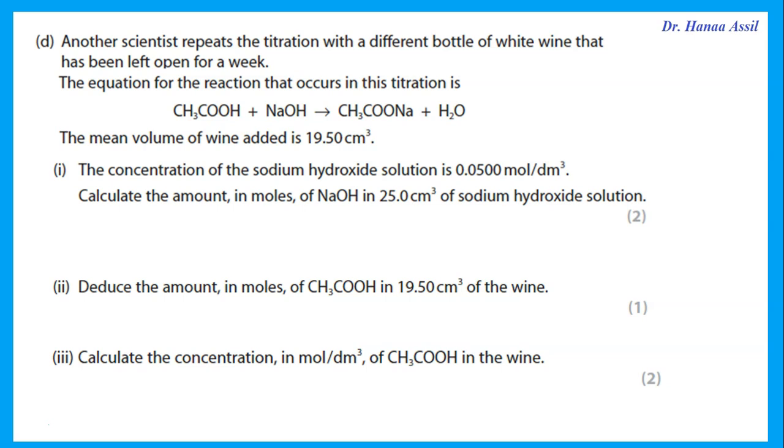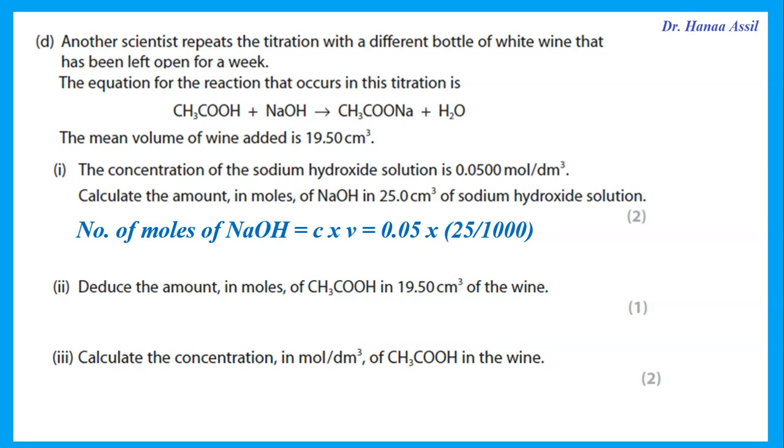Another scientist repeats the titration with a different bottle of white wine that has been left open for a week. The equation for the reaction that occurs in this titration is this. The mean volume of wine is 19.5. Remember, the wine is the ethanoic acid. That's what we're talking about. So, the concentration of sodium hydroxide is 0.05. Calculate the number of moles of sodium hydroxide in 25 centimeter cube. This is what we started with. How do we calculate number of moles?